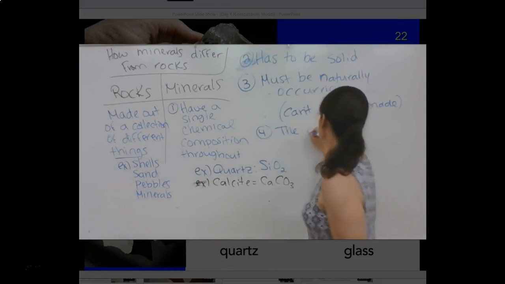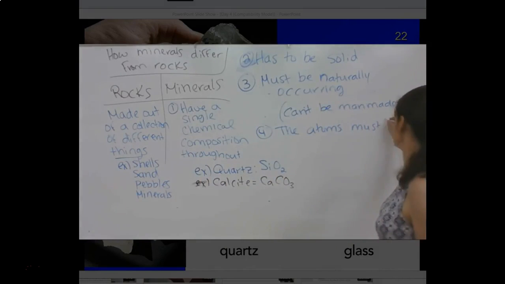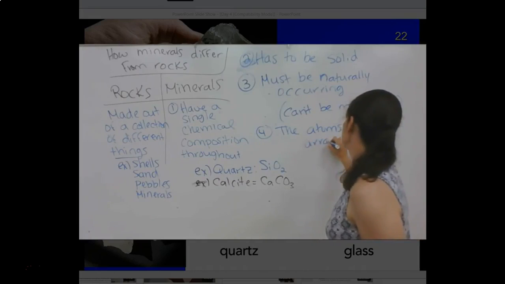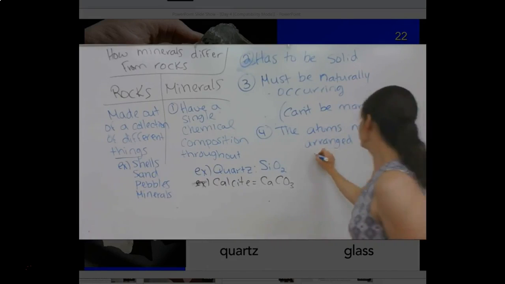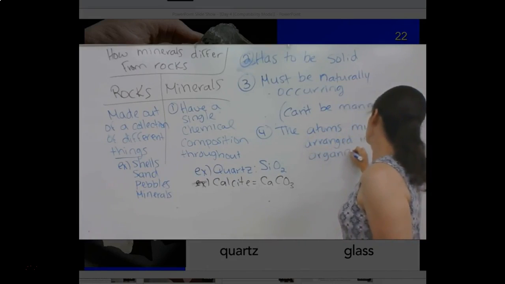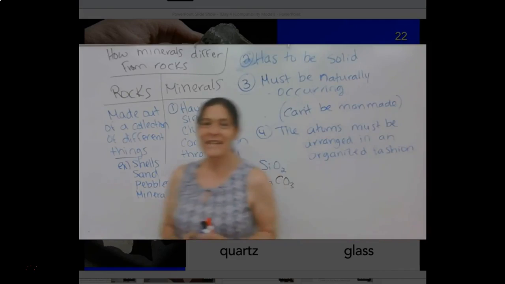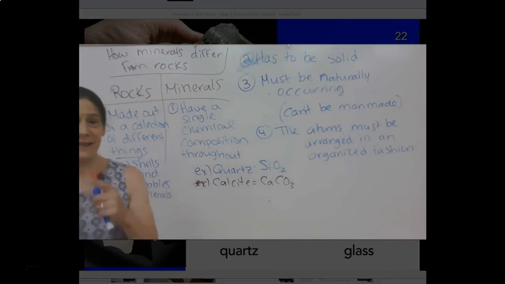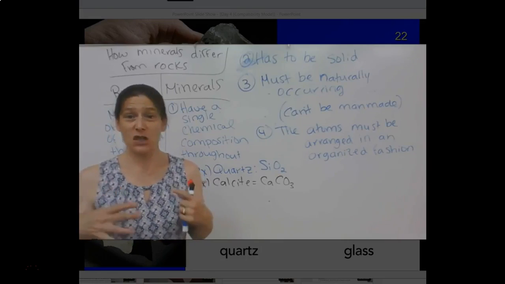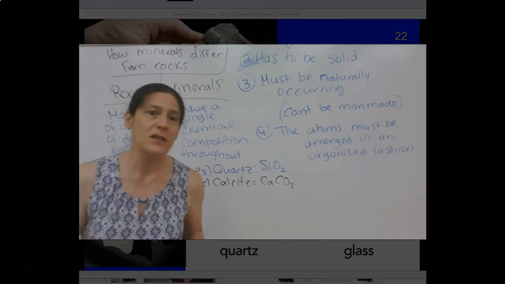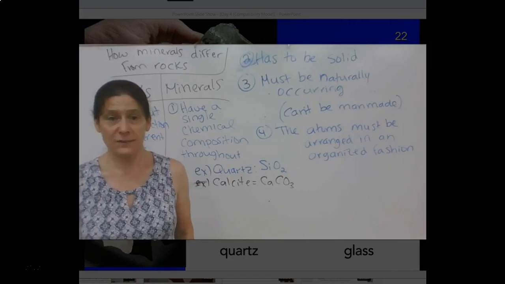So the atoms must be arranged in an organized fashion. I should say the atoms inside that sample must be arranged in an organized fashion. There needs to be this internal pattern. In the case of glass, there's no internal pattern. It just cooled too quickly for the atoms to get into any sort of organization.